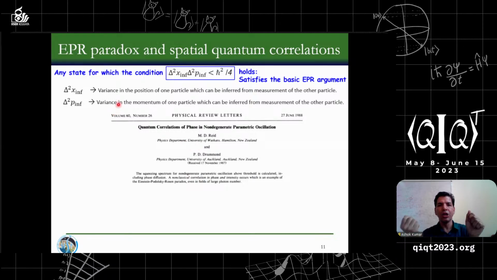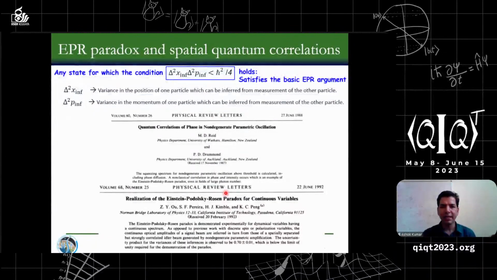So in that case, you are making a measurement on system A only. From that measurement, you are inferring the uncertainty in the measurement of the other particle. For example, the inferred uncertainty in position is this one, and the inferred uncertainty in momentum is this one. If you look at the inferred uncertainty product, sometimes also known as the conditional uncertainty product, if it is less than h bar squared by 4, then you say that you are satisfying the EPR argument.